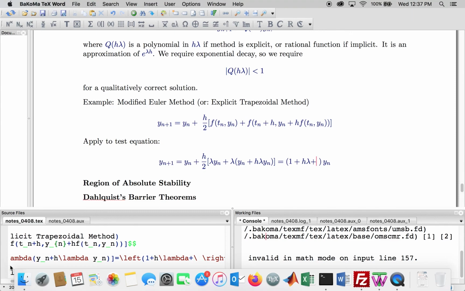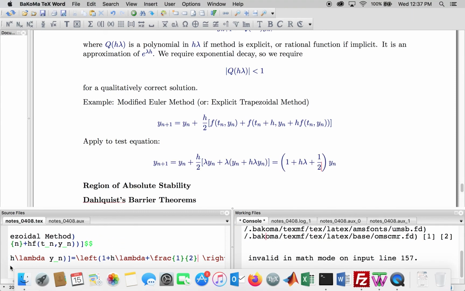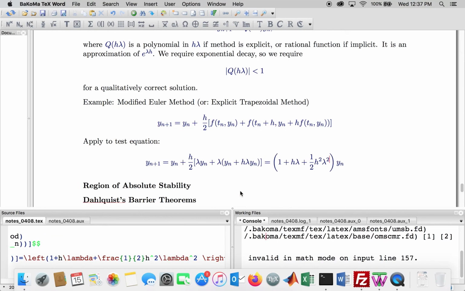And then what I have is 1 half h squared lambda squared. Now you might recognize this. This is the first three terms of the Taylor series for e to the h lambda. So it matches, and this is why we can see that the method is second order accurate.